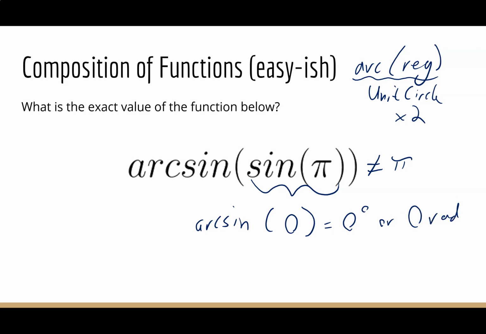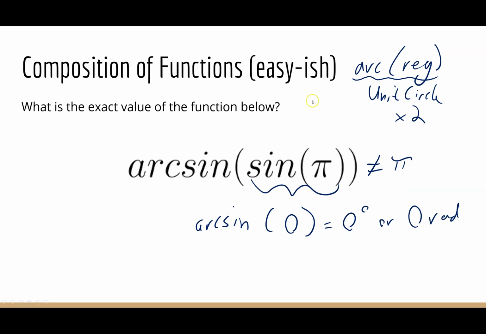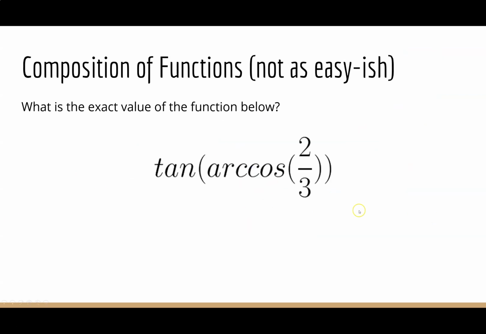Okay. So arc on the outside, regular on the inside is straight up a unit circle times 2 problem. Okay, and we'll do a couple more of those here in a minute. Arc on the inside, regular on the outside, so regular arc, is a bit more challenging. And this is a triangle problem. So let me show you what that means.